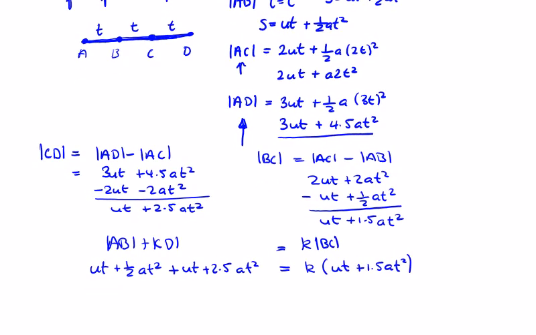Does this simplify simply enough? We have on the left 2ut, well, K has to be 2 then, doesn't it, to get 2ut, but just let's double check the at squareds. We're going to have a half and 2.5 plus 3 at squared is going to be equal to twice the one on the right. So we can say that K is equal to 2.